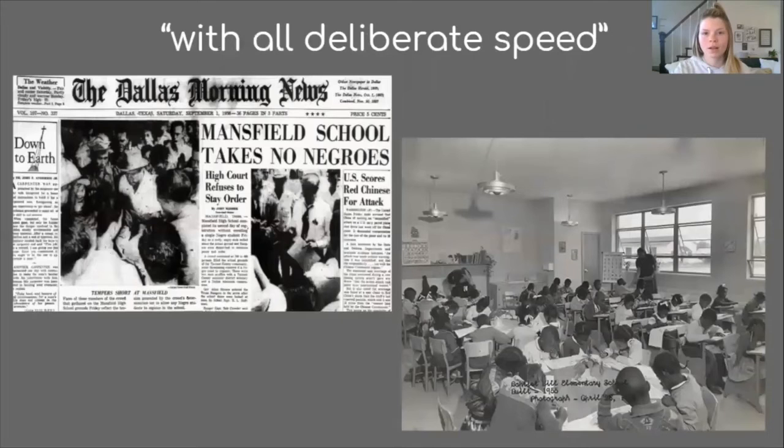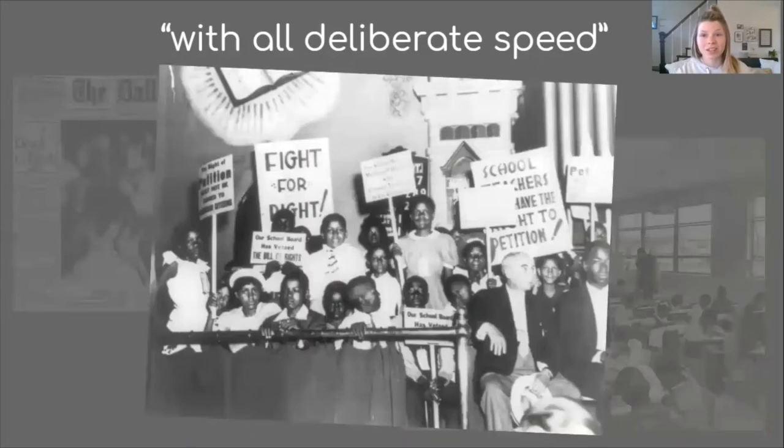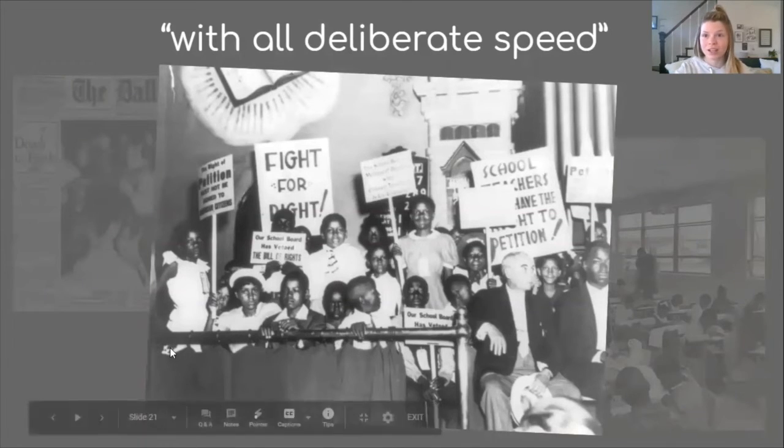Now, this all deliberate speed thing is a problem. Just because this case told the states that they had to integrate the schools doesn't mean that they're going to. Specifically in Virginia, there was a huge movement called massive resistance. In this photo that comes from the Virginia Museum of History and Culture's collection are young, brave children protesting this guy right here. That guy is Harry Byrd.